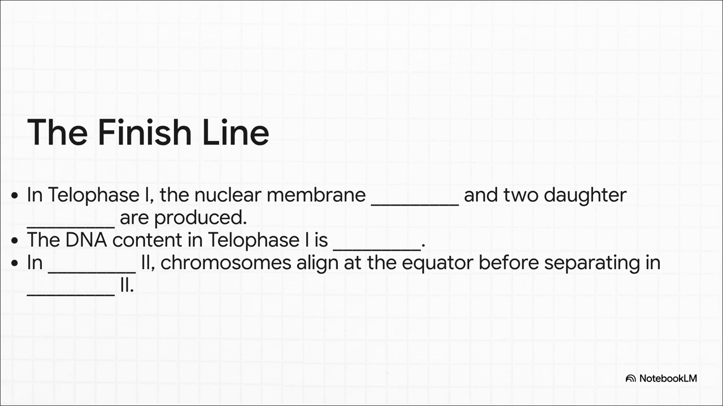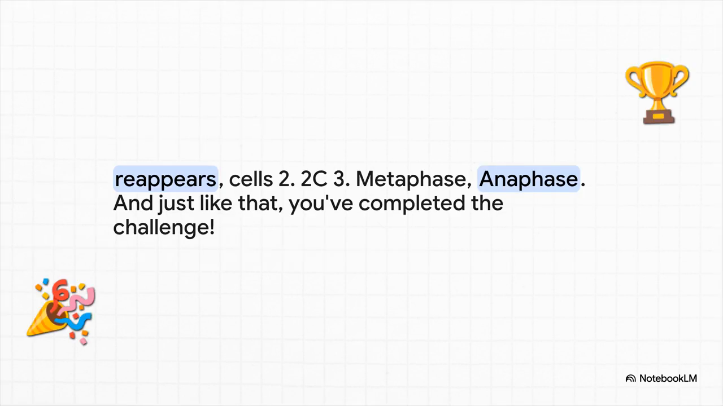You'll notice meiosis II looks a whole lot like mitosis, by the way. What are its key stages? And our final answers are, in telophase I, the nuclear membrane reappears, creating 2 new cells. The DNA content is 2C. Then, in meiosis II, the chromosomes line up in metaphase II and get pulled apart in anaphase II. And just like that, you have 4 unique haploid cells.